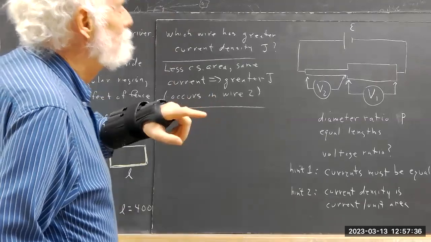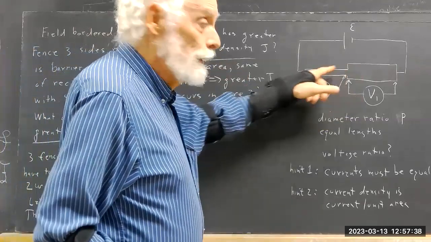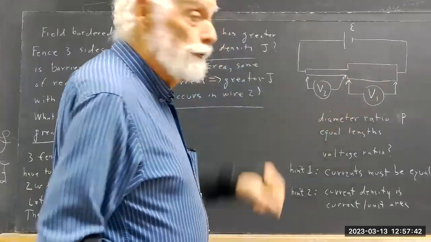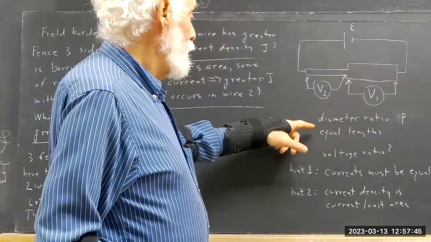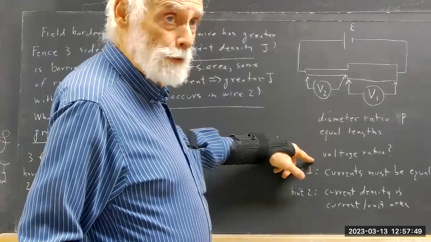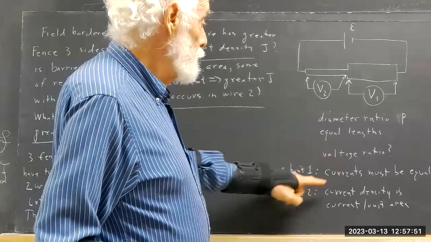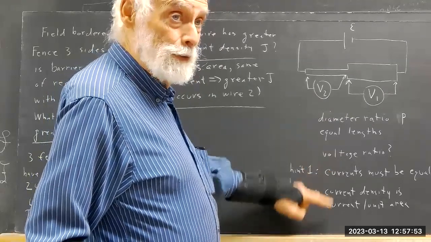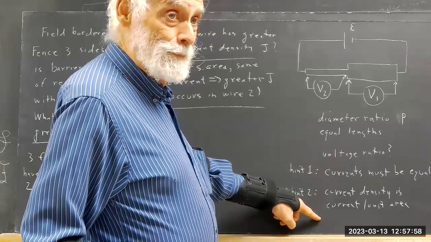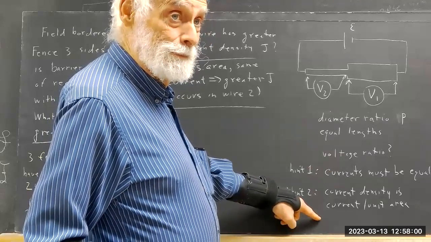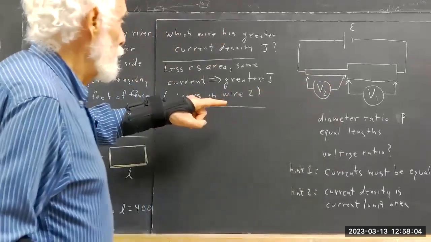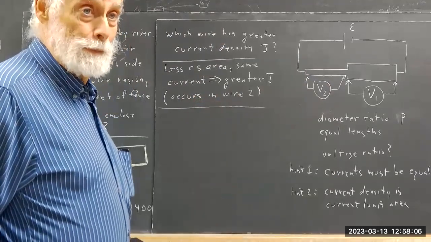Back to this. What we know: same length, some EMF, got two voltages, one known voltage ratio. We don't know how to get the voltage ratio out of the details, but we do know that the currents have to be equal, which leads us to the idea that current densities aren't going to be equal, which leads you to the idea that the electric fields are not equal. Right?